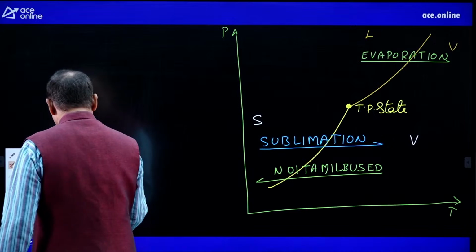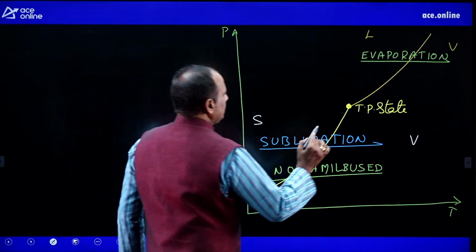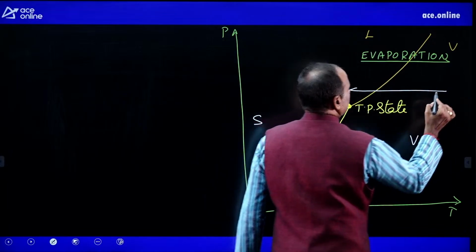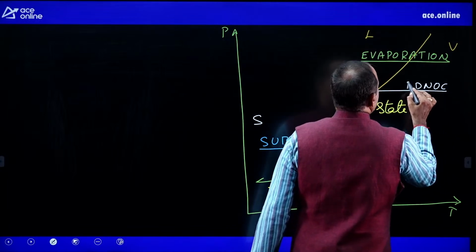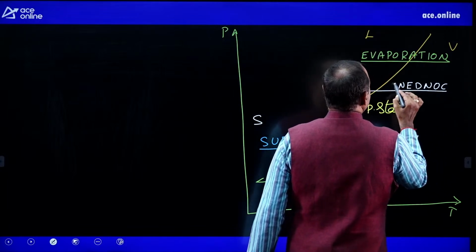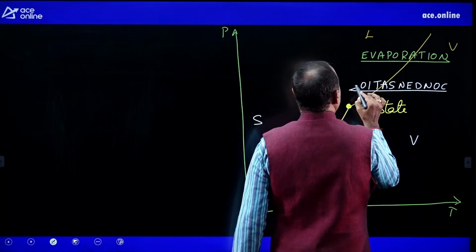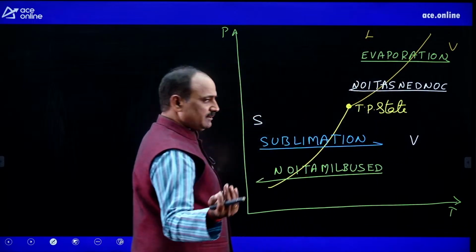And the phase change from vapor to liquid is called condensation. The reverse process of vaporization is condensation. I am writing it in reverse. Condensation, S-A-T-I-O-N. That is how the evaporation and condensation can be marked.